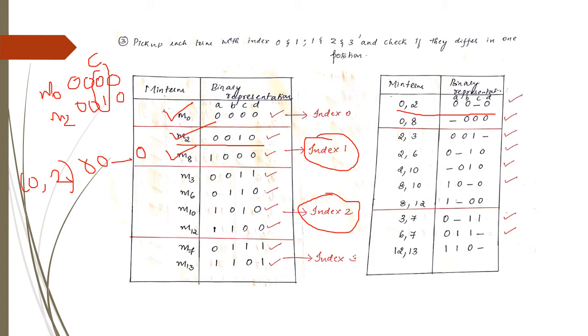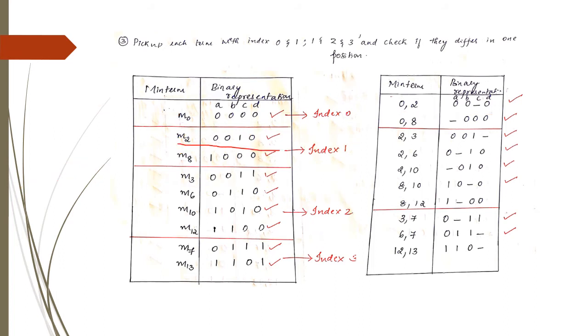So first check 2. If you just check 2 and 3, there is a bit difference. If you check M2 and M3, there is a bit difference in the third cell. So just write it as 2 and 3, write it as 0 0 1 dash, and again put a check mark against this. Similarly, you check for 2 6, 2 10, 8 10, 8 12. So after that you're going to get this.